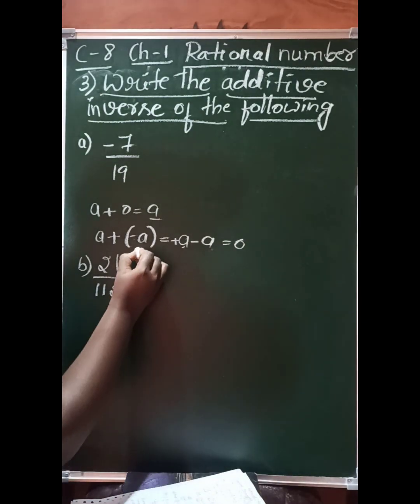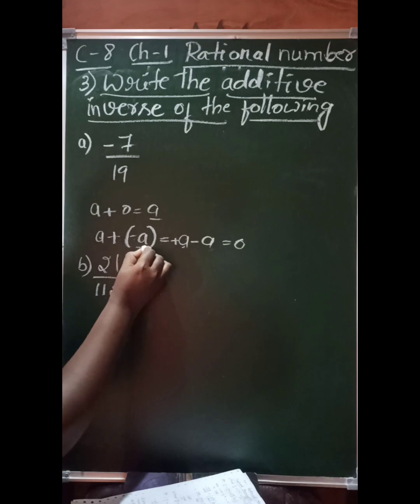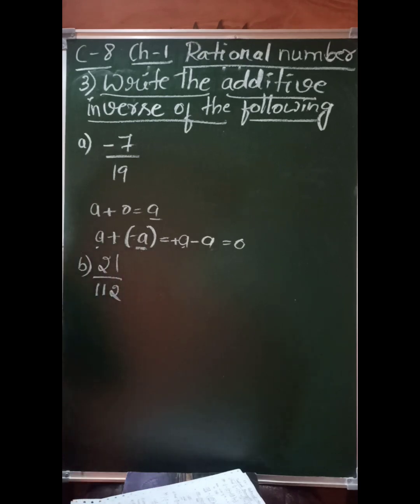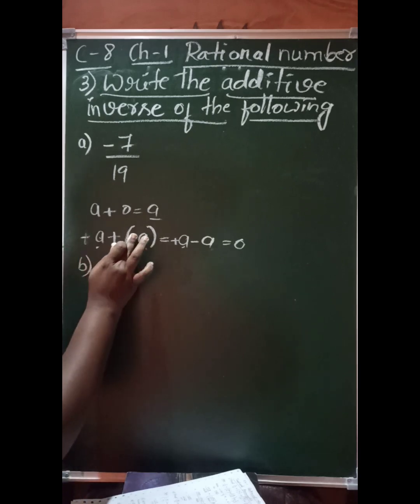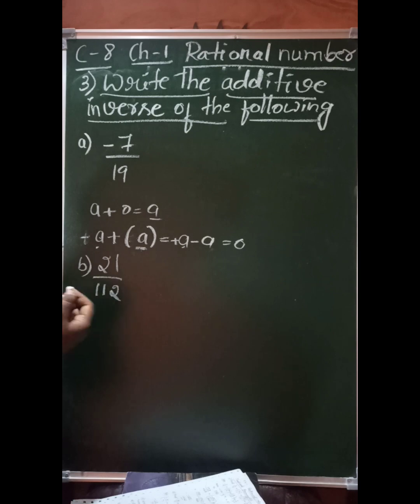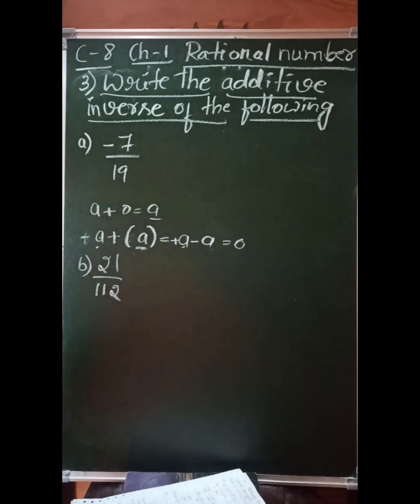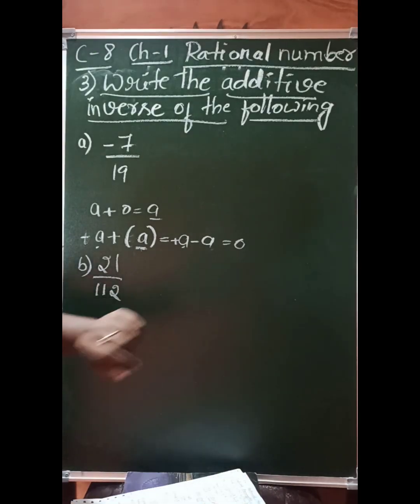So we have to consider the additive inverse in such a way that it should cancel the given number. If they give it in positive, you consider it in negative. If they give it in negative, you have to consider it in positive. This is how we can find out the additive inverse of the given number. So when we add those two numbers, we should get 0. Clear?